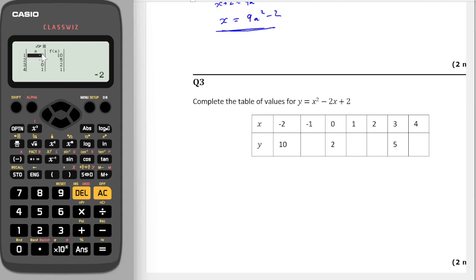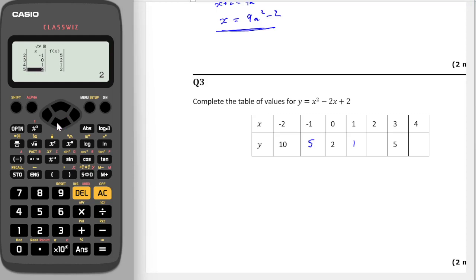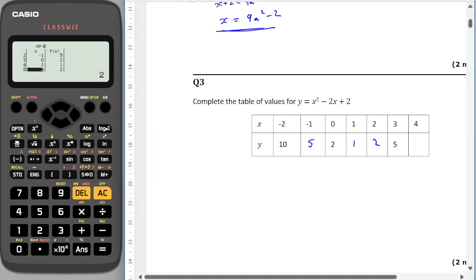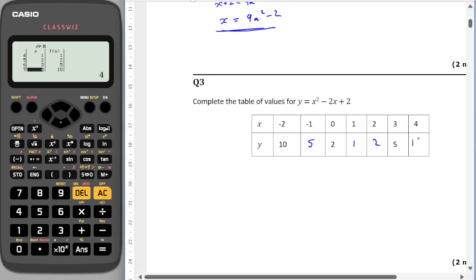So when x is minus 2, it's 10, which we've already got in the table. We've got then minus 1 and 5. We've got then 0 and 2, 1 and 1, 2 and 2, and then finally 4 and 10. I tend to say used table function.